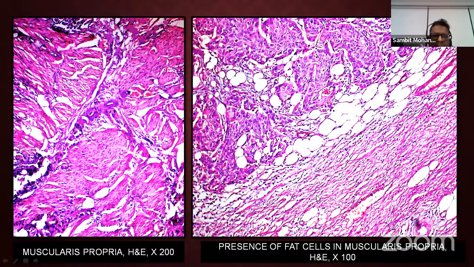And some ribbons of this muscle. So it is very difficult to say what it is. So the first thing you do is pick up your phone and call the urologist: what is the size of the tumor?